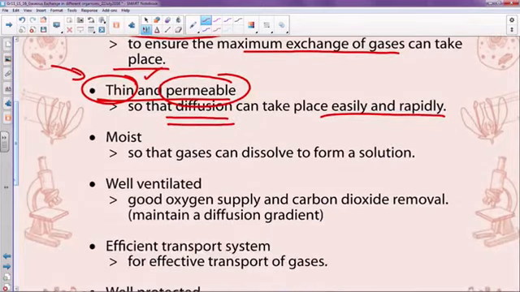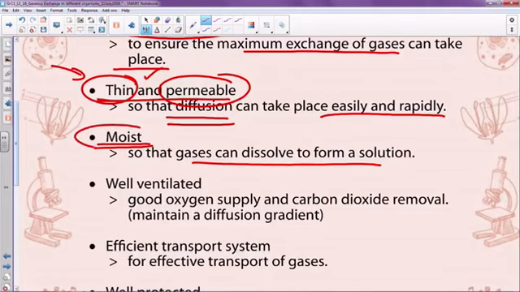Another requirement is that it should be moist. The reason that it needs to be moist is that gases will dissolve in a liquid medium and then diffuse through in a solution form. And having a moist surface membrane allows for the efficient exchange of gases across that membrane. And hence you'll find that the membrane is often kept moist, and we're going to look at how that is maintained in different organisms.